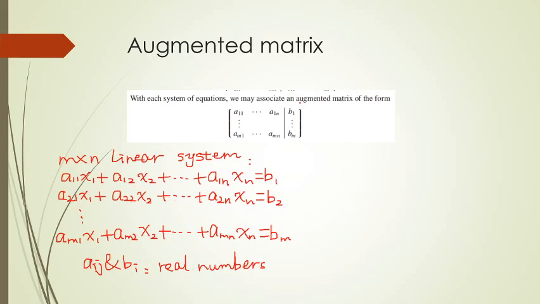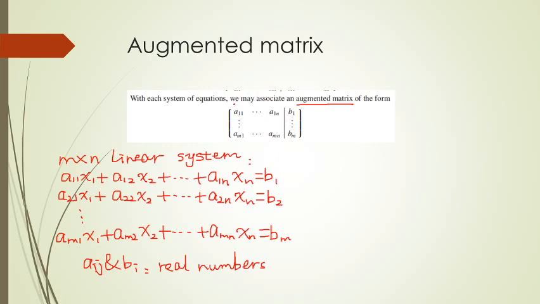So this augmented matrix puts all the real numbers we know from this m by n linear system. That means this augmented matrix extracts all the information of this m by n linear system. So if we can perform the row operation based on this augmented matrix, then we can solve the m by n linear system. Everyone's clear? So the linear system and this augmented matrix are equivalent.